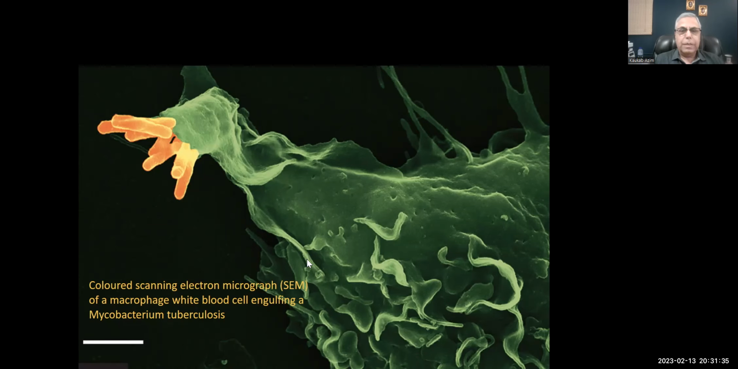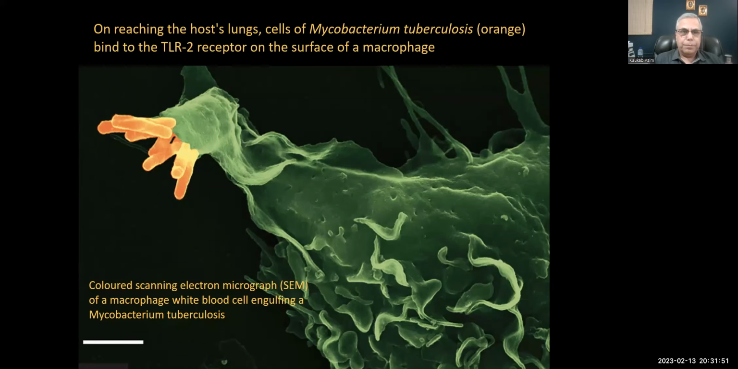An electron micrograph is usually grayscale or black and white, but this has been artificially colored. It shows mycobacteria and these big macrophages ingesting them, okay? This is also known as phagocytosis, if you remember.